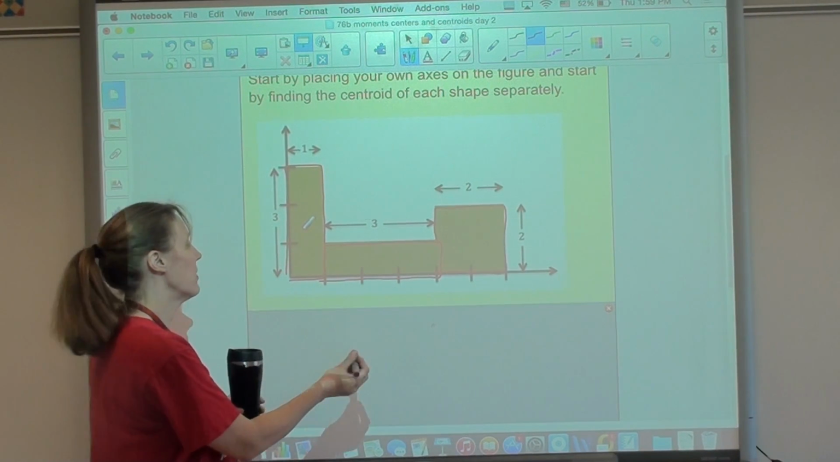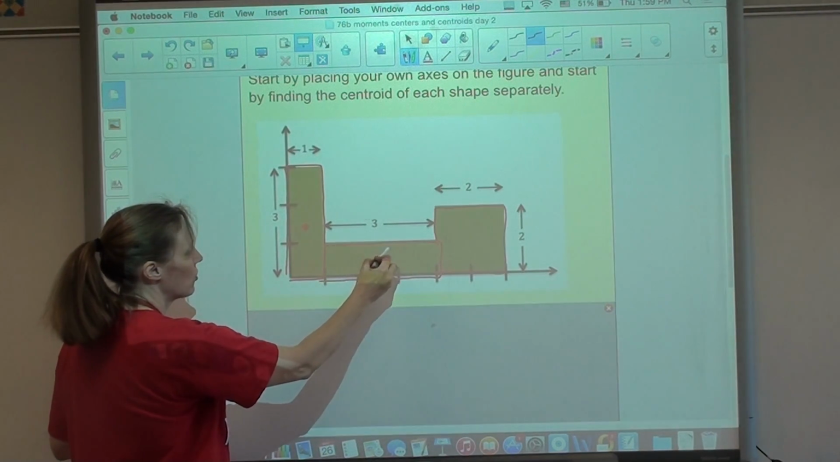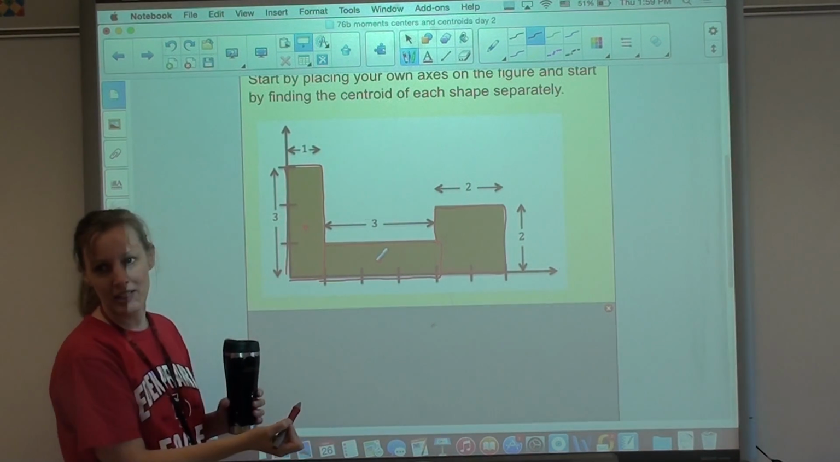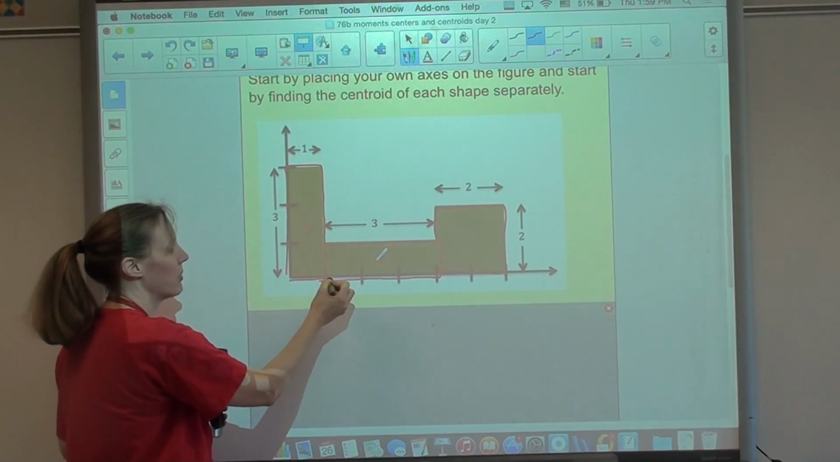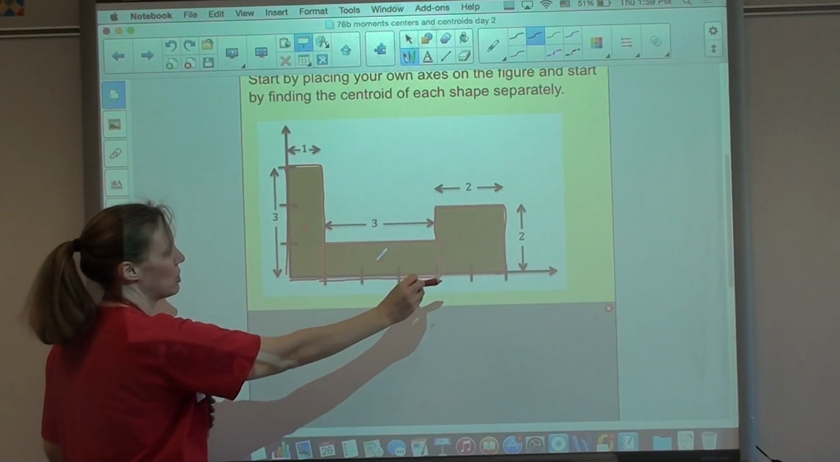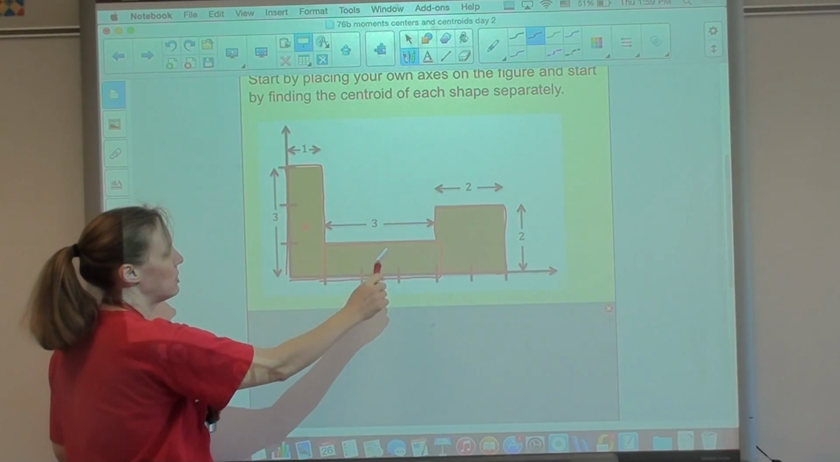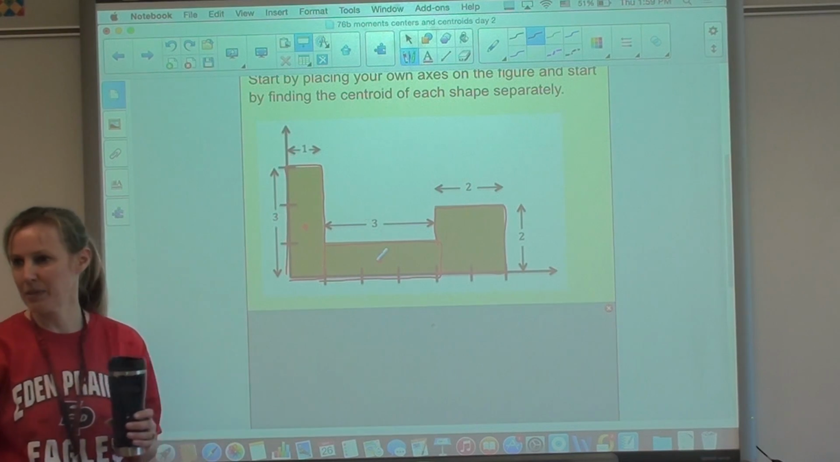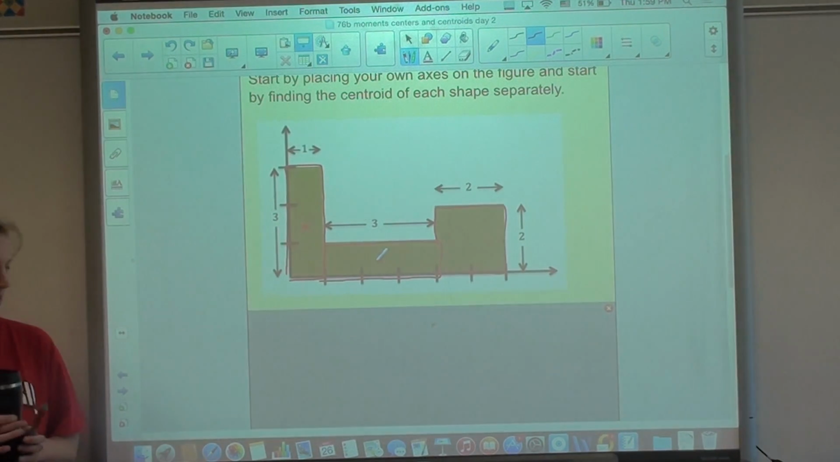So, here we go. For the center of this middle rectangle, it is only 1.5 in from the edge of the rectangle, but we're talking about the x-coordinate based on the axes. So our x-coordinate would actually be 2.5. Does that make sense? It's in relation to the axes.